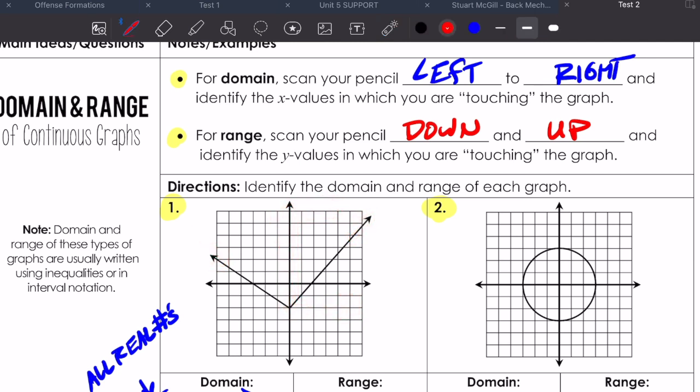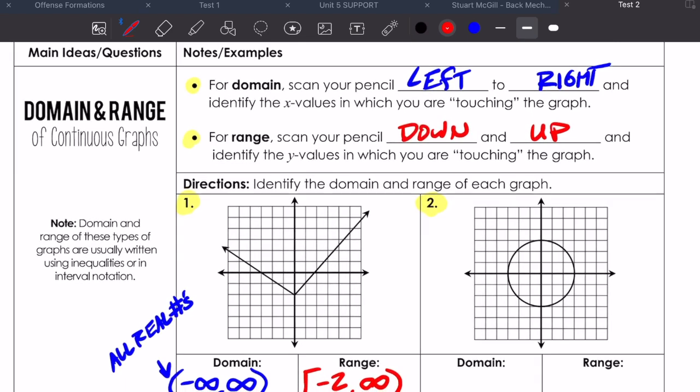So the lowest possible value for my range is -2. The highest possible value for my range is infinity. So now the question is, does it actually get to -2? If you see that point actually get to it, then that means it gets to -2, which means it's included and I need to use a bracket. We know that I cannot get to infinity, which means I need to use parentheses. So basically, I've written this in interval notation.